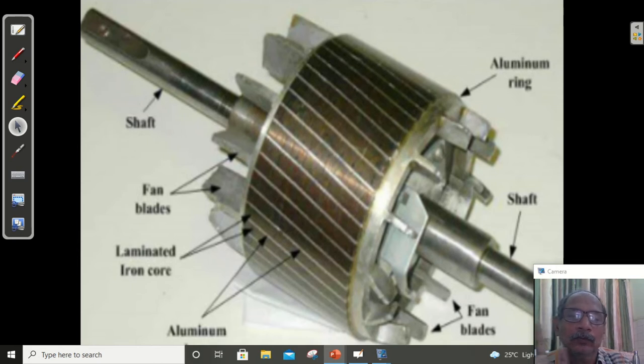Okay, so these are the, now you can say here the slots are there, उसमें कौन सा आएगा? Aluminum bars will be there, and both ends here, both ends will be what? This is the end rings, riveted or welded. Okay, so in this way we can say rotor of squirrel cage induction motor is directly shorted.